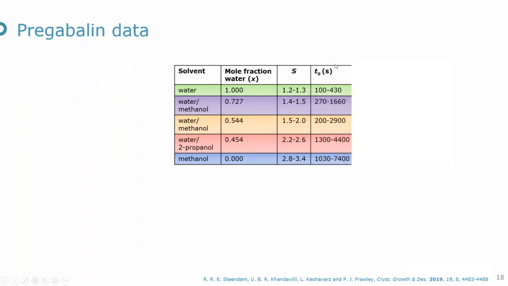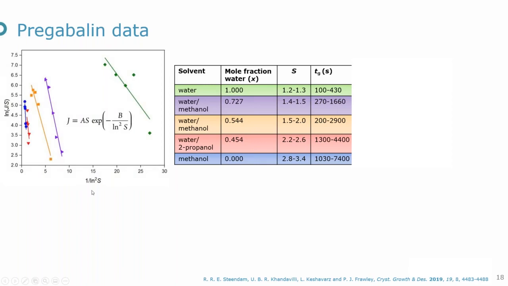The growth time of a nucleus, which we could calculate using the classical nucleation theory, also is much shorter in water, so easier to form. And in methanol, it's much longer. So there's also a relationship here. And then if we plot the ln nucleation rate over S, ln J over S, against 1 over ln S, we can get kinetic parameter A and thermodynamic parameter B from the intercept and slope of these plots. So I use color coding here, so water is shown here, and then the other solvent systems are shown on the left-hand side.